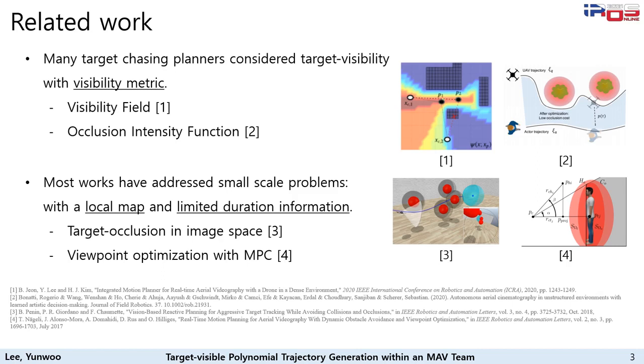There have been many researches about target tracing, considering target visibility. Some works proposed visibility metrics and used them as the objective function of optimization. However, these attempts are not free from target occlusion. Also, in some works, their planners maintain target visibility as constraints. However, their planners utilize only a small size of MAV and short duration target information.